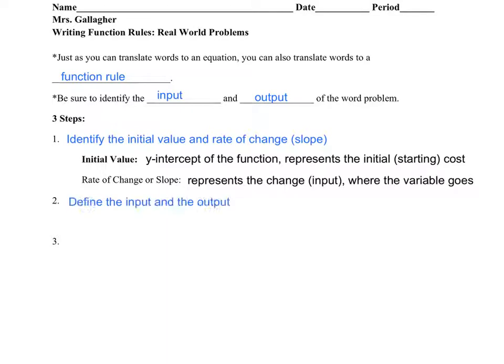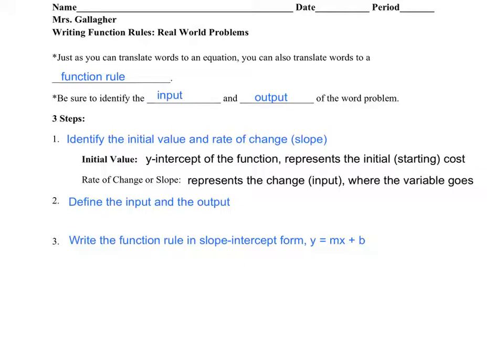Our second step is you want to define the input and the output. Step 3, we're going to write the function rule in slope-intercept form, y equals mx plus b.